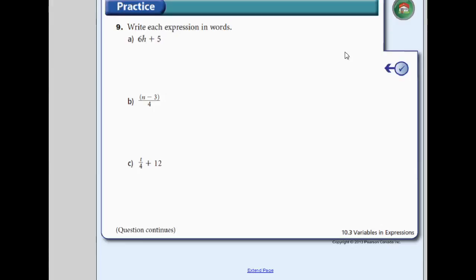Write each expression in words. 6h plus 5. So 6 multiplied by a number added to 5. Notice we don't need to write then add to 5 because order of operations tells us we have to do the 6 multiplied by a number first regardless.